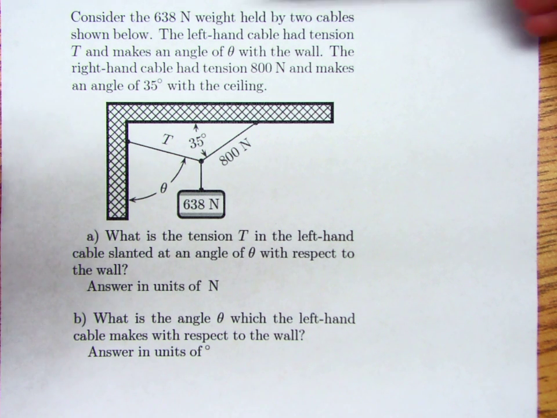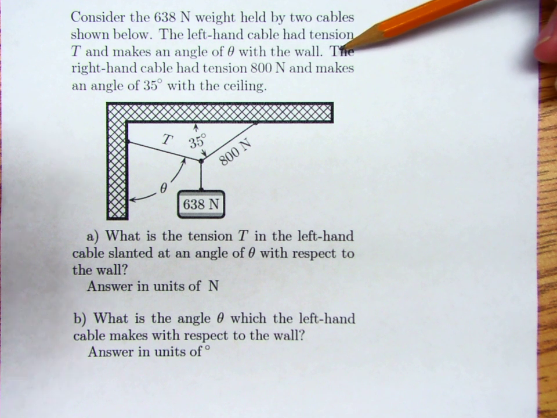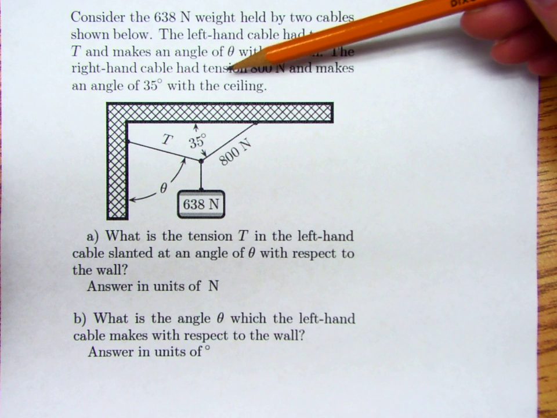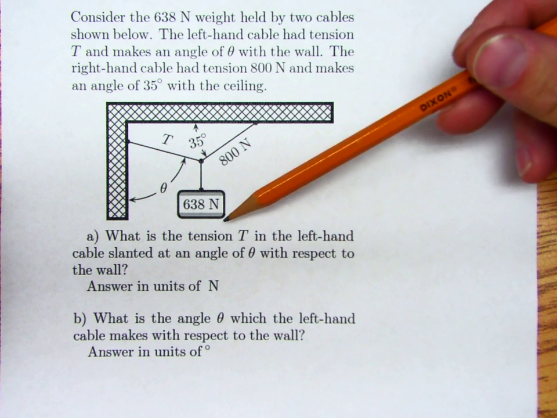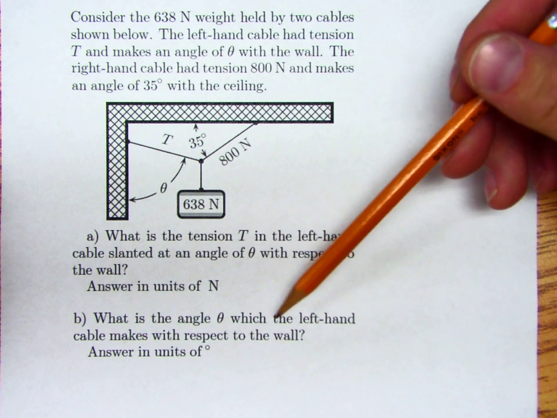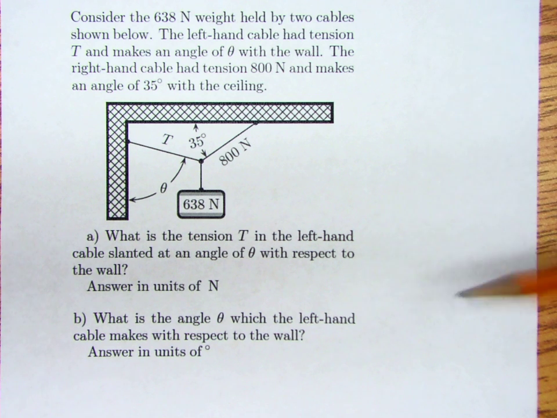Consider the 638 Newton weight held by two cables shown below. The left-hand cable has tension T and makes an angle of theta with the wall. The right-hand cable has tension 800 newtons and makes an angle of 35 degrees with the ceiling. What is the tension T in the left-hand cable slanted at an angle of theta with respect to the wall? What is the angle theta which the left-hand cable makes with respect to the wall?